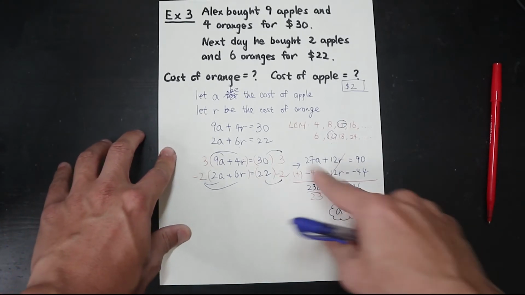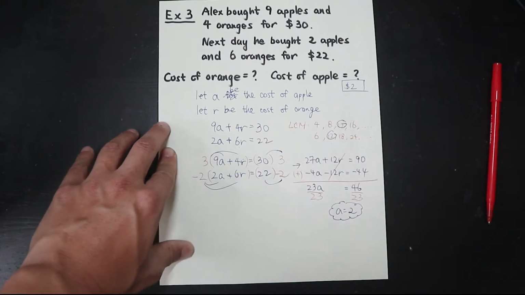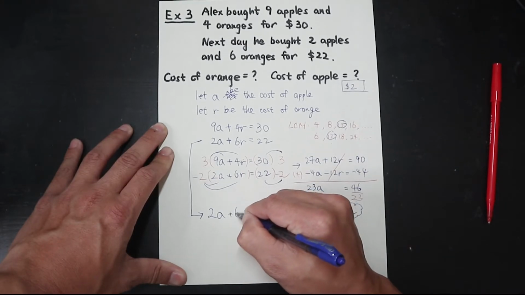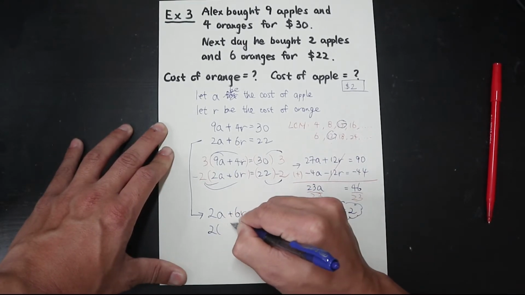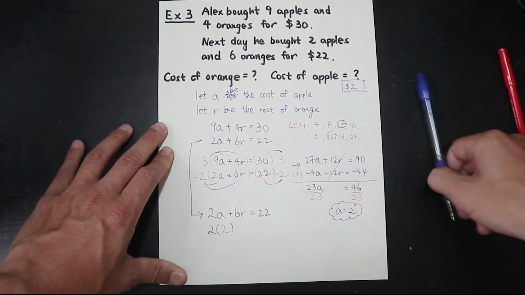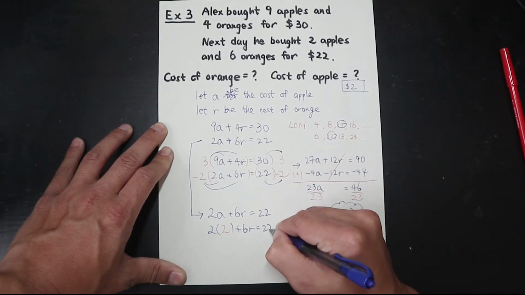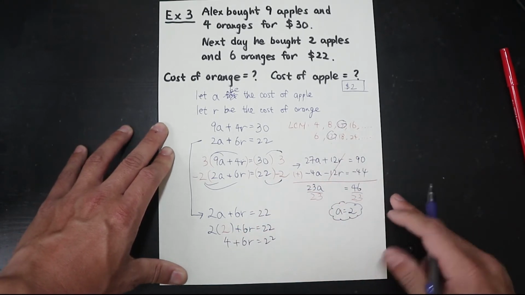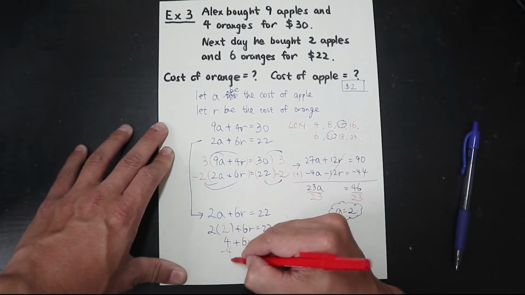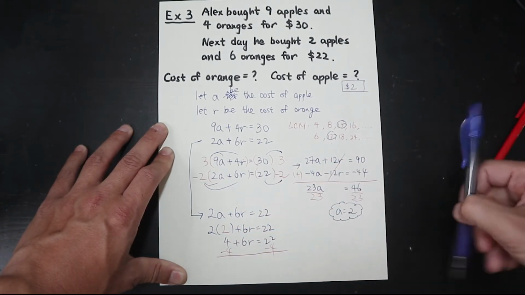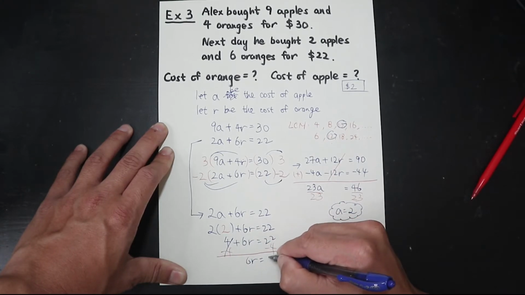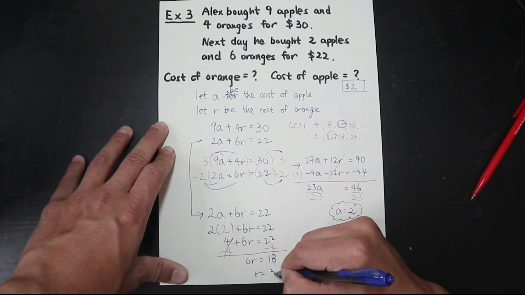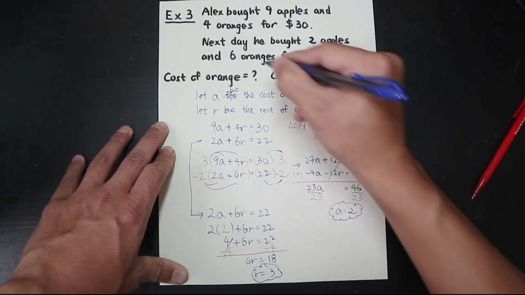You simply plug it back into one of the two easy equations. So I would say the second one. It's going to be 2a plus 6r is equal to 22. Replace the a with 2, plus 6r is equal to 22. Well, 2 times 2 is 4, so 4 plus 6r is 22. Then from there you subtract 4 on both sides. So 6r is equal to 18, right? And then when you divide both sides by 6, you get r is equal to 3. That means the cost of an orange is $3.